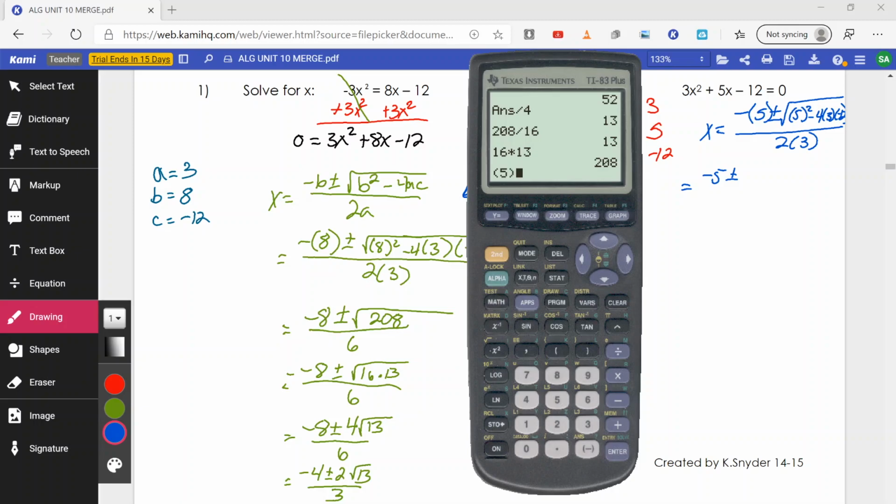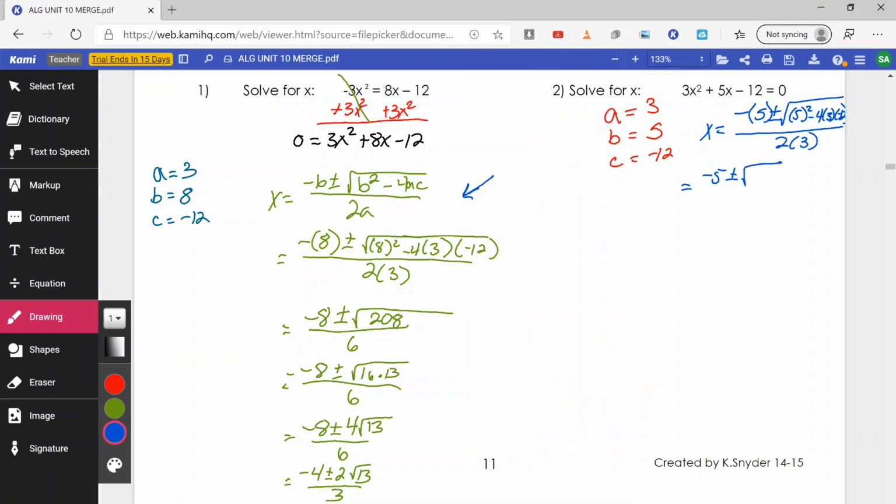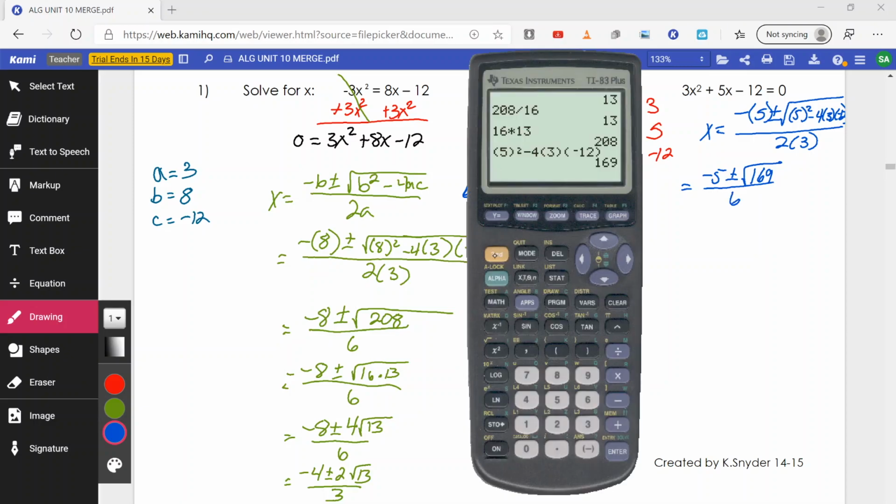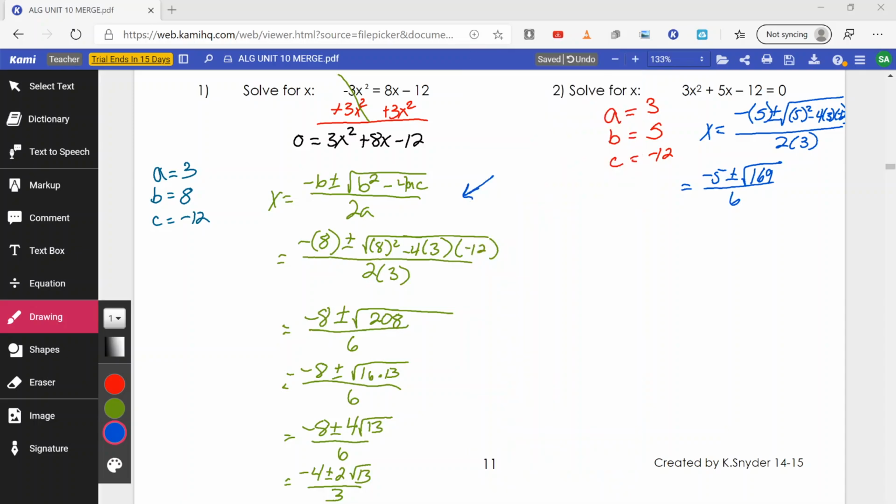So in parentheses, 5 squared minus 4 times 3 times negative 12. Gives me 169. So we have plus or minus the square root of 169 all over 2 times 3, which is 6. So I'm going to try taking the square root of 169, see if I get a nice number, which I do. So the square root of 169 is 13. So we end up with equals negative 5 plus or minus 13 over 6.